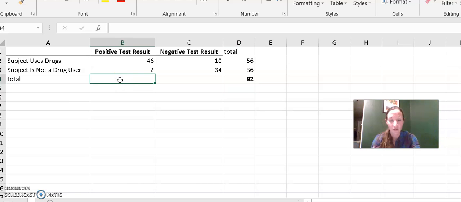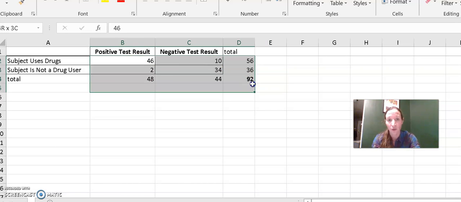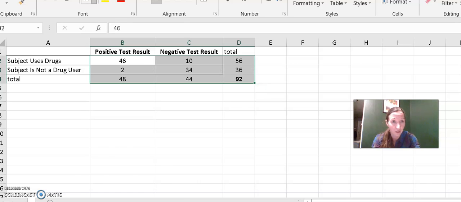Now I'm also going to do the same thing for the positive test result. Actually, I'm not doing exactly the same function, but I'm performing the same operation with plus and sum commands. And you can see that 48 plus 44, the total positive and negative test results, also sum to 92, the total number of results. So let me make this just a little bit better to look at.